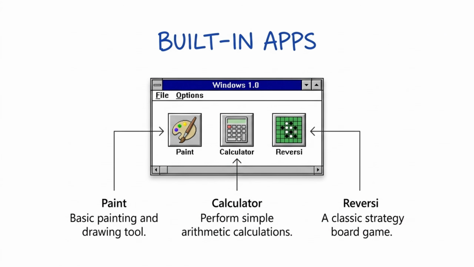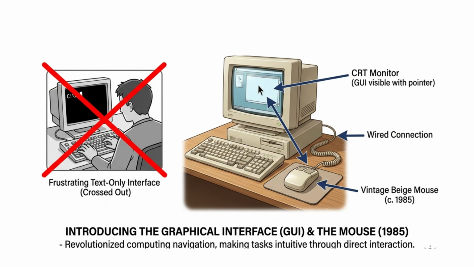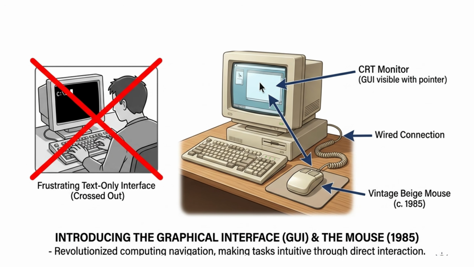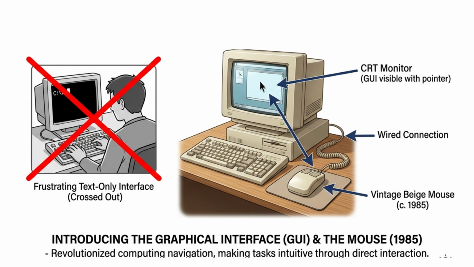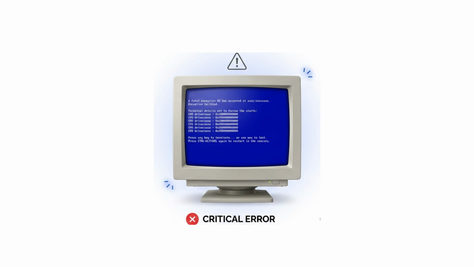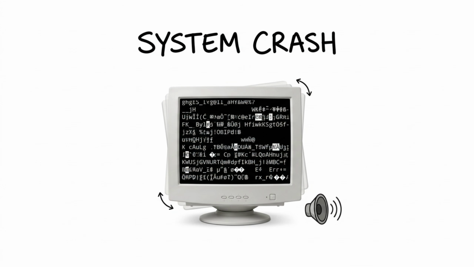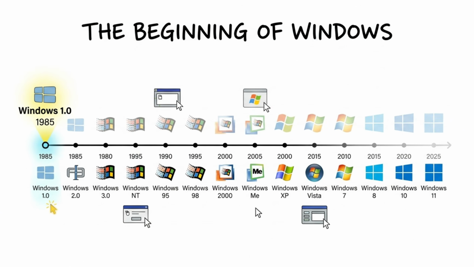You had Paint, a calculator, and a game called Reversey. That's it. Also, you needed a mouse. In 1985, a mouse was as weird as seeing someone vape, and the blue screen of death already existed? Oh yeah, Windows 1.0 would crash and spew random letters and beeps like a robot having a seizure. Still, it was a start.